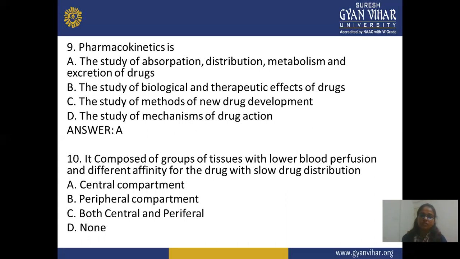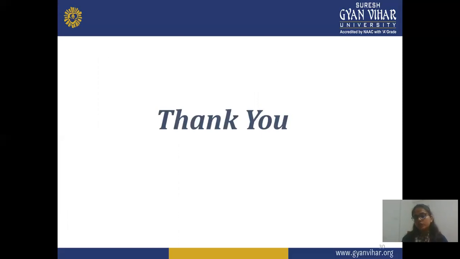And in the tenth question, it is composed of a group of tissues with lower perfusion and different affinity for the drug, and shows slow distribution. A is central compartment, B is peripheral compartment, and C is both peripheral and central compartment. D, none, means ABC, all the options are incorrect. So these are the 10 questions related to your topic, regarding the pharmacokinetic model, pharmacokinetic parameters, or different pharmacokinetic compartments. After completing this lecture, you can easily answer these questions related to this topic.